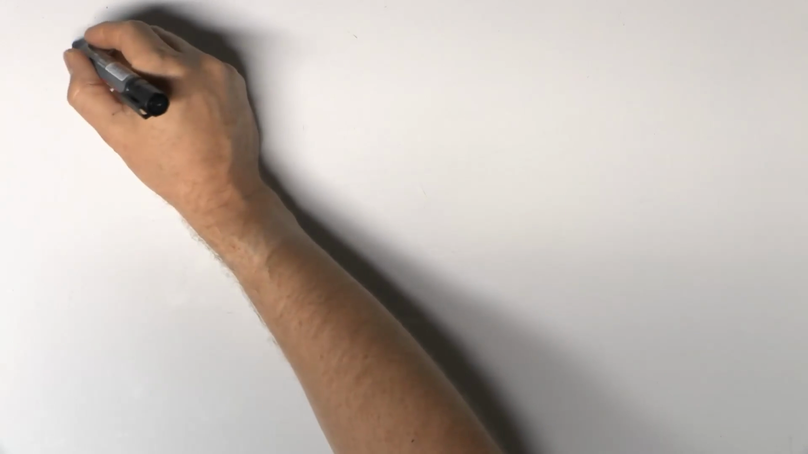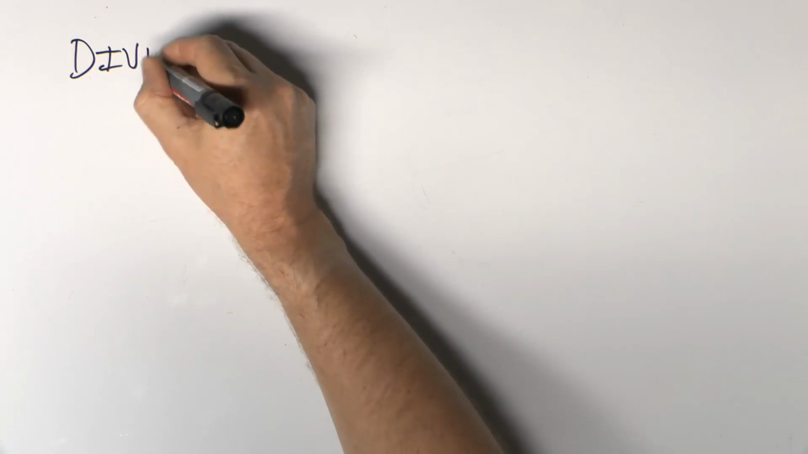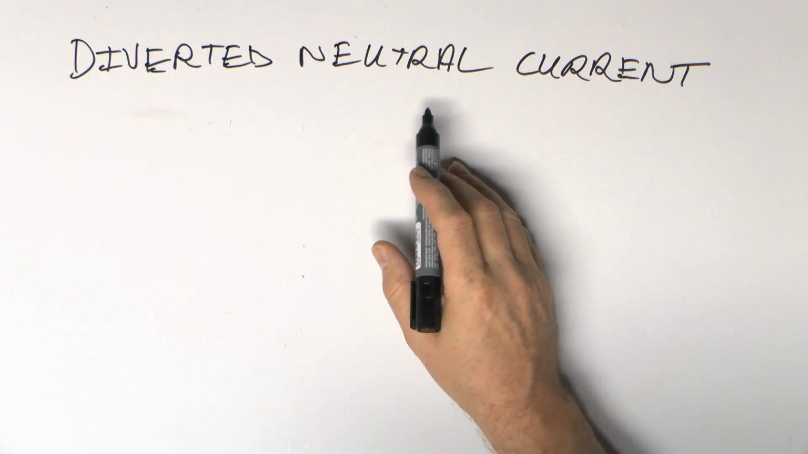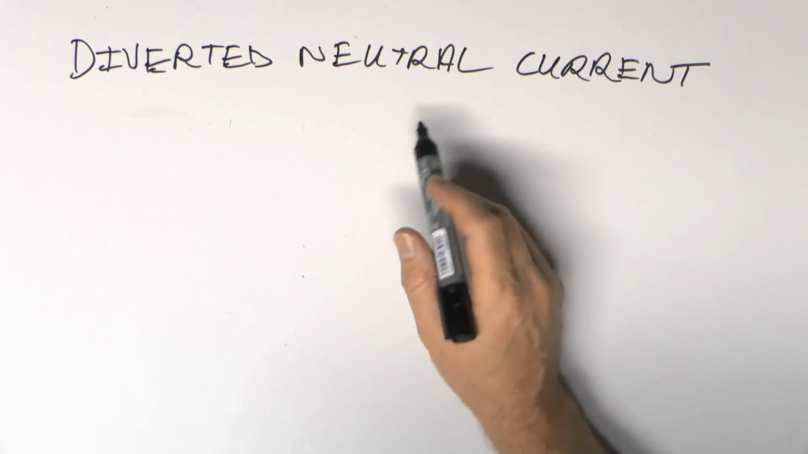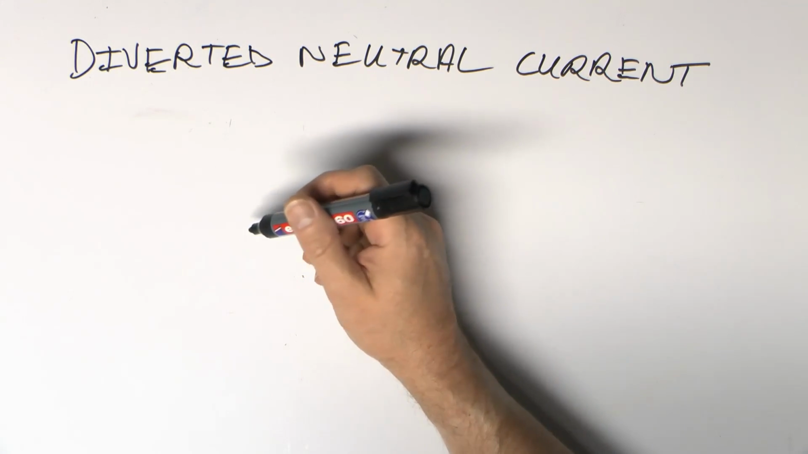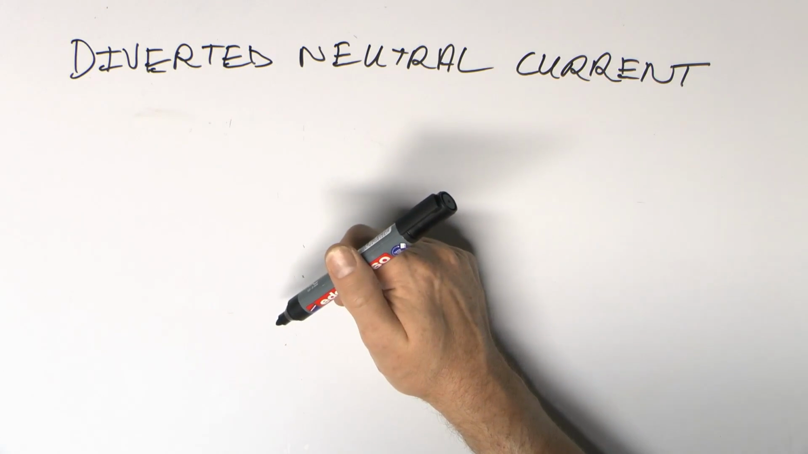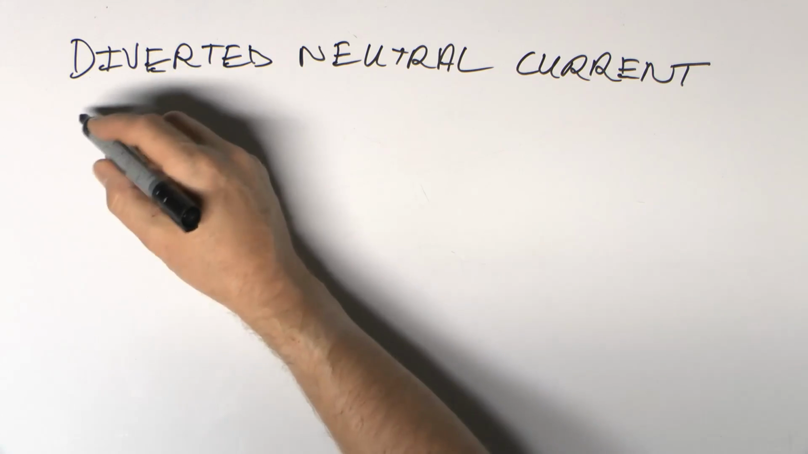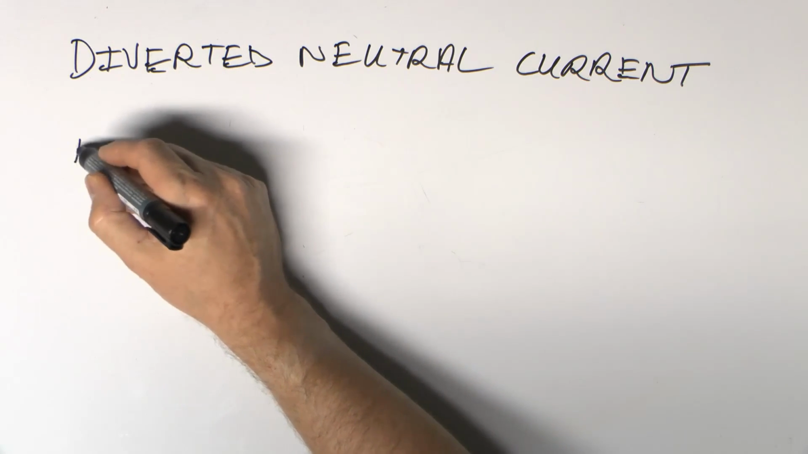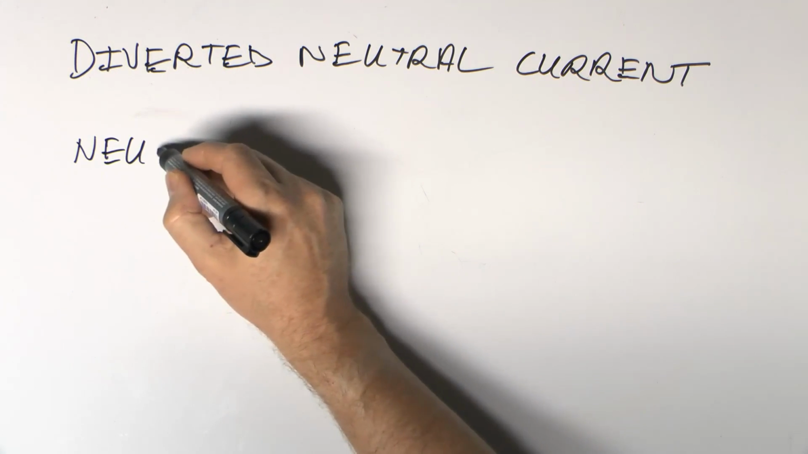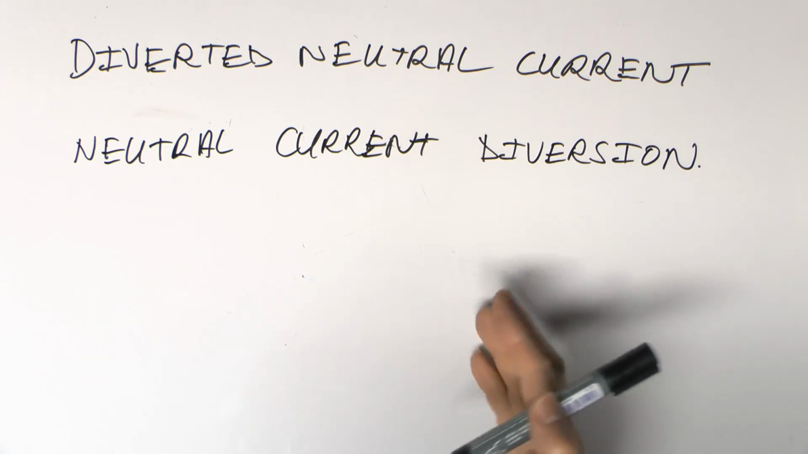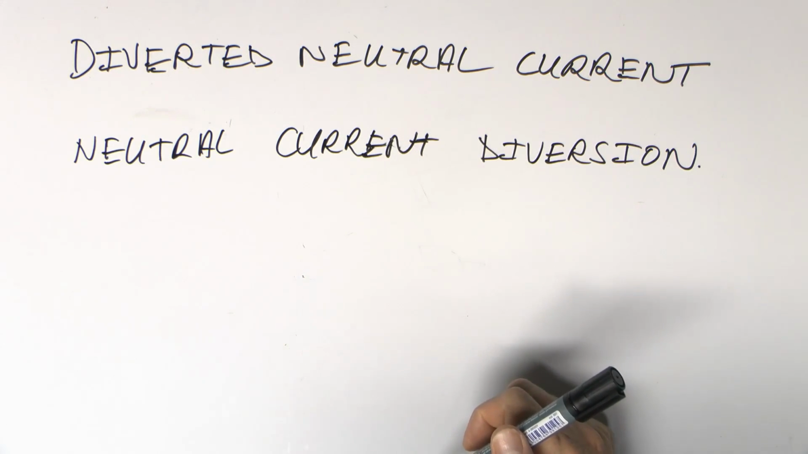Now let's just cover what diverted neutral current actually is. As the name suggests, this is current which would normally be flowing in the neutral conductor, and it's been diverted somewhere else. So in other words, it's not going where you would imagine it to be, and it's called diverted neutral current. Some places you'll see it also called neutral current diversion, and no doubt various other variants of that, but it's all the same thing, just for some reason various different places call it slightly different things.